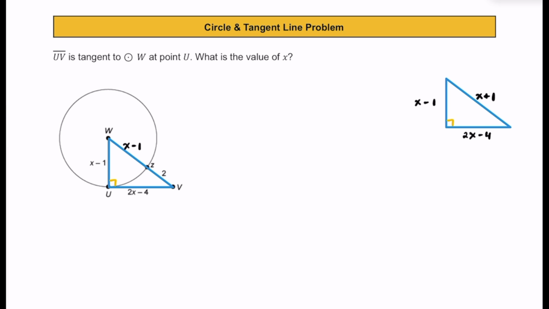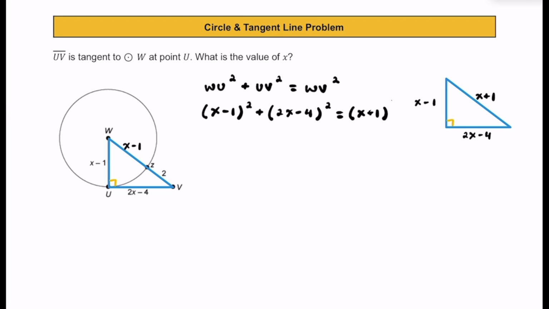Now setting up an equation using those segments, we can say that segment WU squared, or one of the legs squared, plus segment UV squared, that's that other leg, is going to equal segment WV to the second power. So that's going to be our general equation here, right? If you substitute some values in, we know that WU is going to be this binomial of x minus 1 squared. Plus you have this other binomial of UV, that's going to be the quantity 2x minus 4, that whole thing squared, and that is going to be equal to WV squared, and we said that was going to be this x plus 1 raised to the second power.